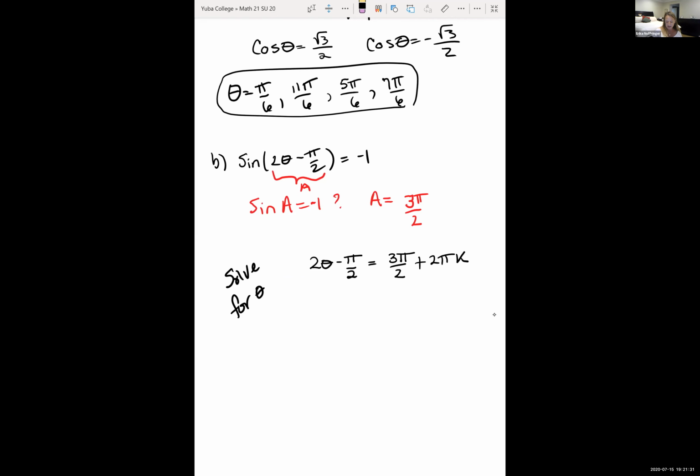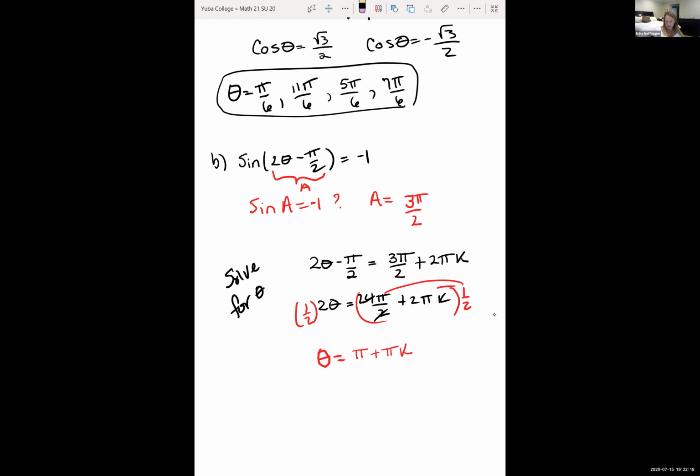So if I add pi halves to both sides, 2 theta equals pi halves plus 3 pi halves, that's 4 pi halves, plus 2 pi k. That actually reduces. So 2 pi plus 2 pi k, 2 theta equals that. So if I multiply everything through by a half, that gives me theta then is equal to 1/2 times 2 pi is just pi, plus 1/2 times 2 pi k is just pi k.